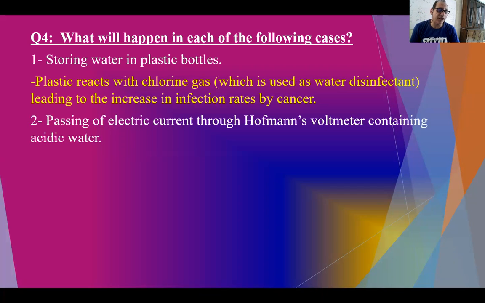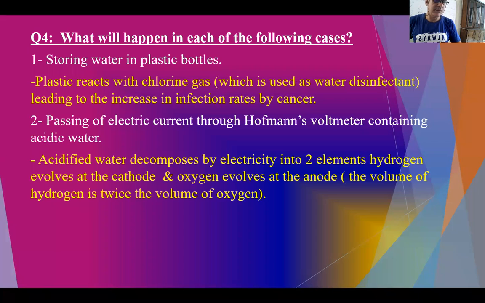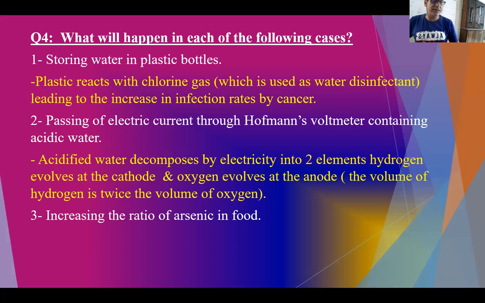Passing of electric current through a Hoffman voltameter containing acidic water. Normal water, no electrolysis. Acidic water, there will be electrolysis, and it's going to separate into its main elements, oxygen and hydrogen. Here we note the volume of hydrogen is twice the oxygen because the ratio is 2 to 1, since water is H2O: 2 hydrogen and 1 oxygen.